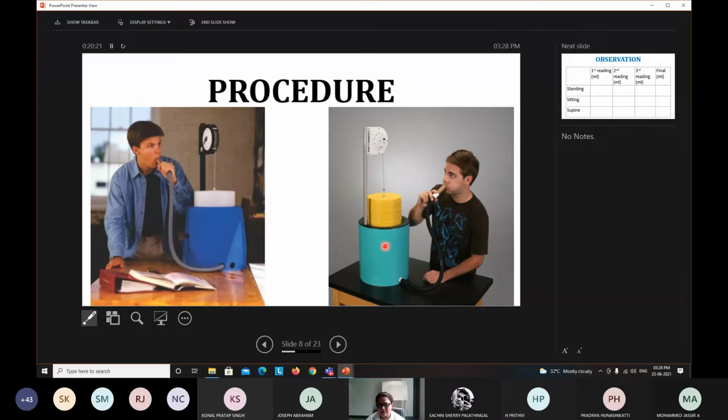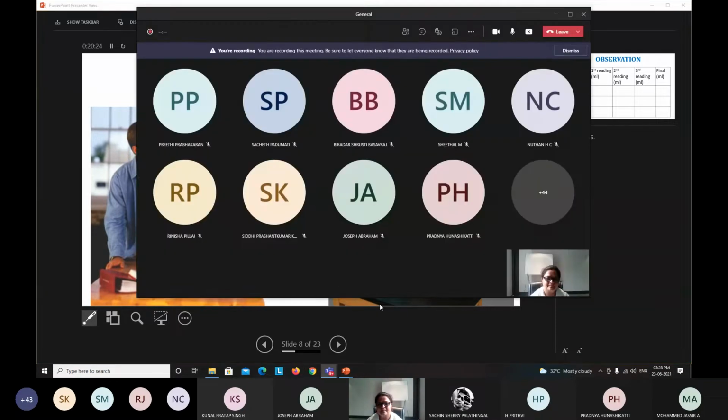Is this procedure clear? Any doubts in this? Anyone? Any doubts you are getting? The procedure is clear? Someone answer. Yes, ma'am. Any doubts in the procedure? Yes, ma'am.